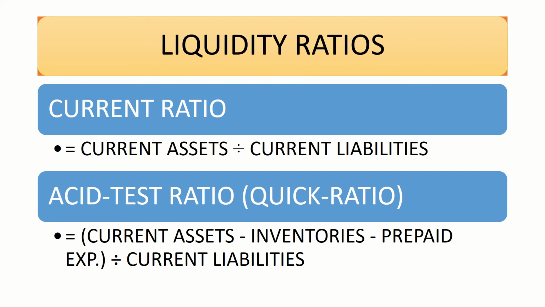Let's say the acid test ratio is equivalent to 1.53. This means that for every 1 ringgit of current liability, the firm has 1 ringgit 53 cent of liquid assets to repay that 1 ringgit of current liability.